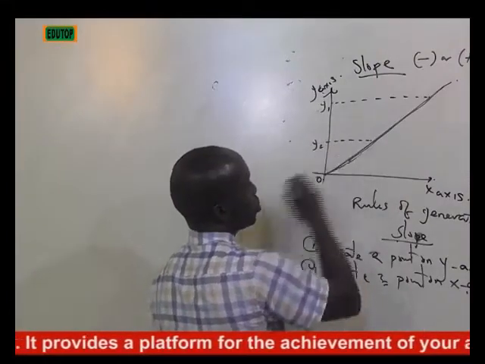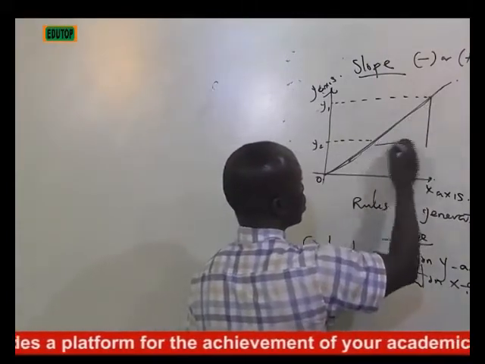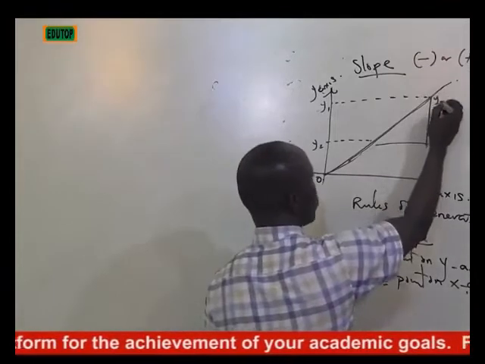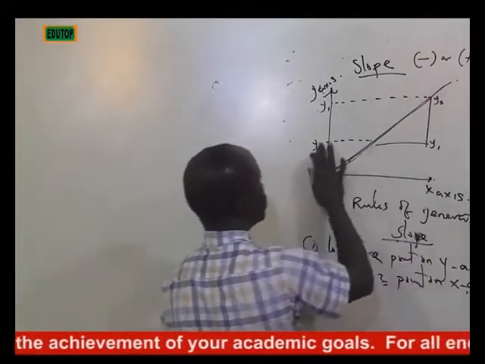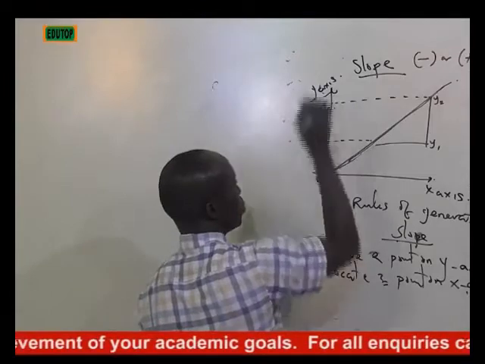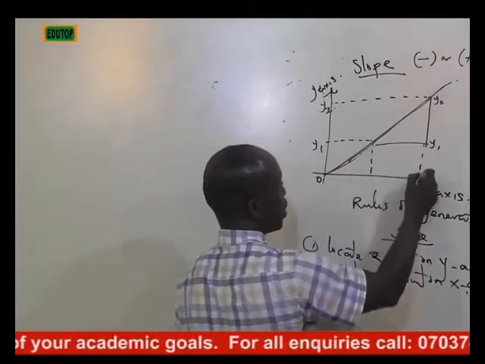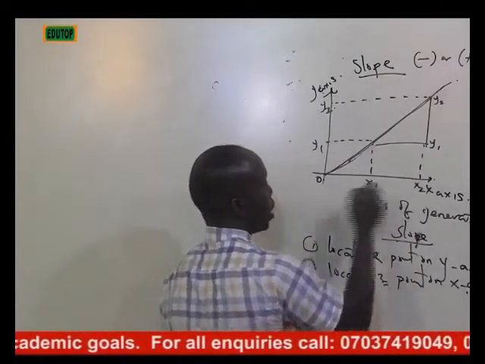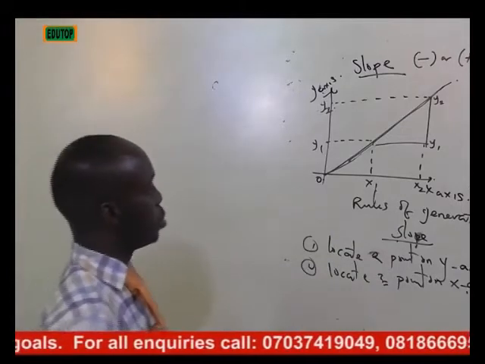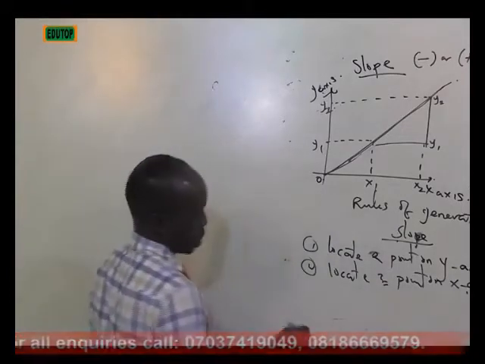This is my y2. So you do it this way. Are we getting it? Now this is y2, this is y1, sorry. This should be y1, this should be y2. Now, my 2 points on the x-axis is what? x2, x1. Now, what do I do? You now subtract.